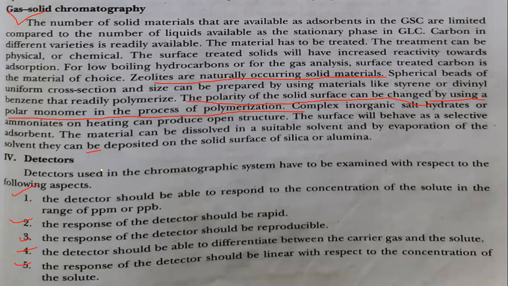What basic requirements are there for the detector? It should be able to respond to even a very, very small concentration of solutes, up to the ppm or ppb level. The response of the detector should be rapid and reproducible. The detector should be able to differentiate between the carrier gas and the solute. The response of the detector should be linear with respect to the concentration of the solute.